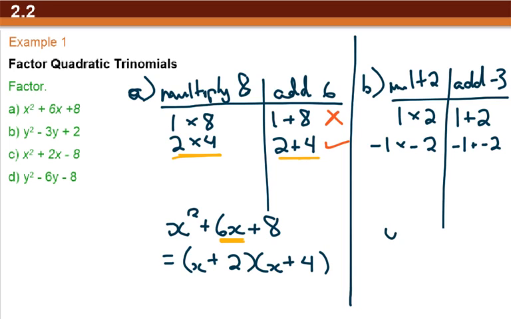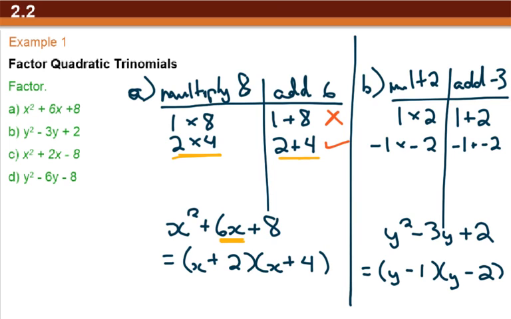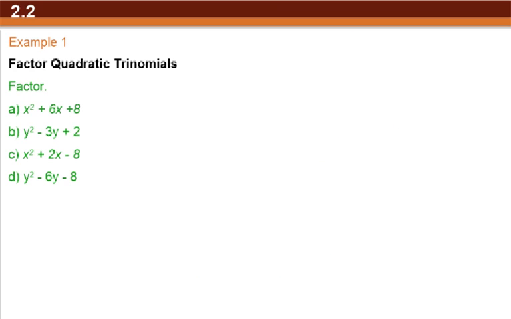We go to factor, we had y squared minus 3y plus 2. Again, we're going to have two brackets. In the front of each, we'll have y. In one, we'll have minus 1. In the other, we'll have minus 2. Just going to flip to the next slide that I have blank to do question C.